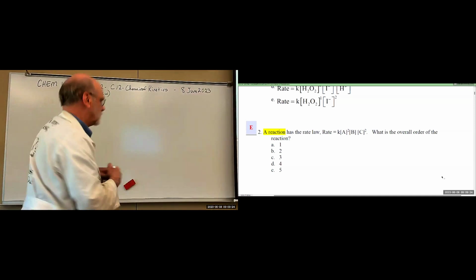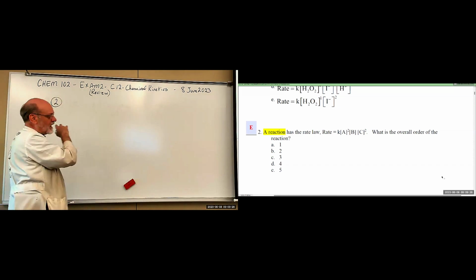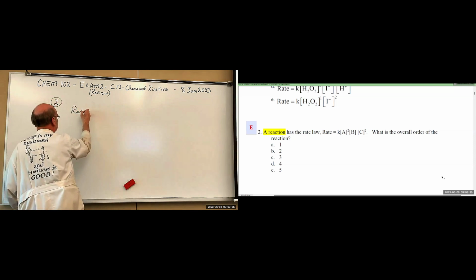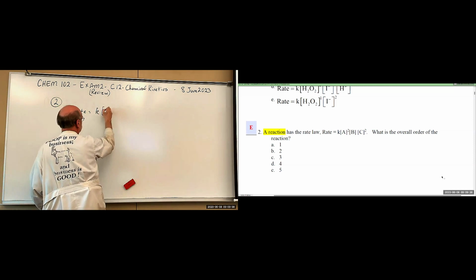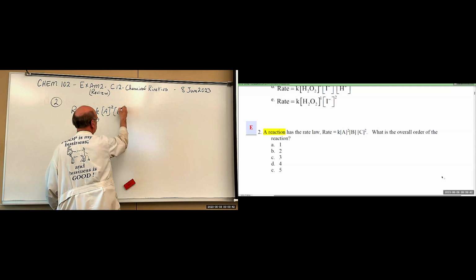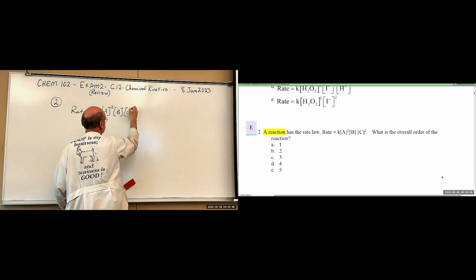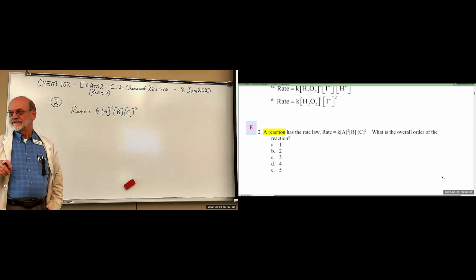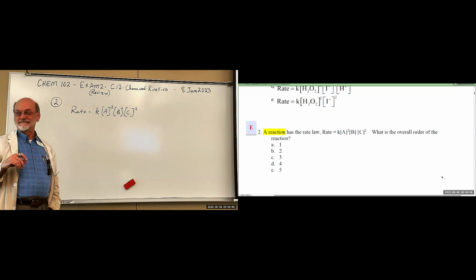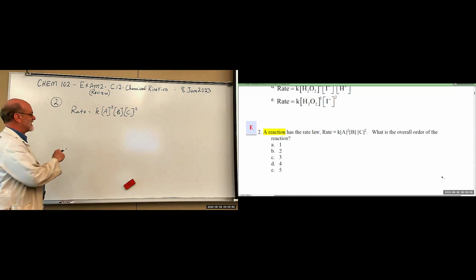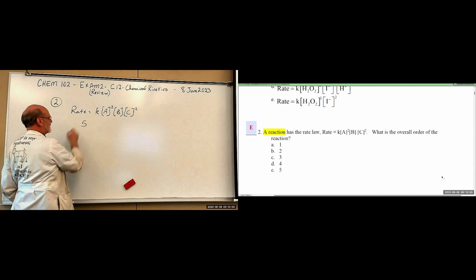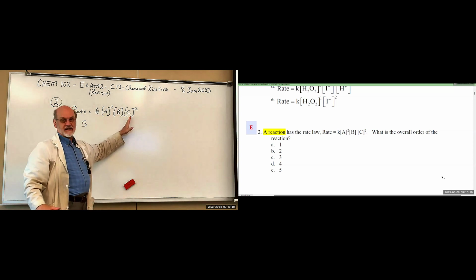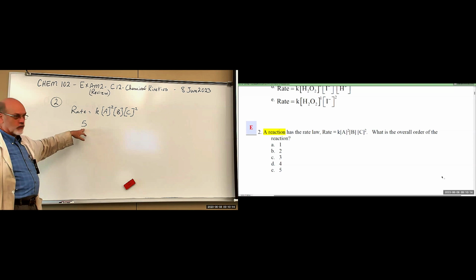Here we go. Number 2. A reaction has the rate law, A squared B and C squared. Okay. Second order in A, first order in B, and second order in C. Okay. What's the overall order of the reaction? 2 + 1 + 2. 5. That's the overall order. It's second order in A, first order in B, and second order in C. But overall, it's order 5.